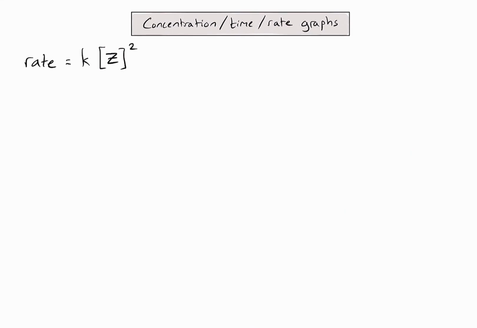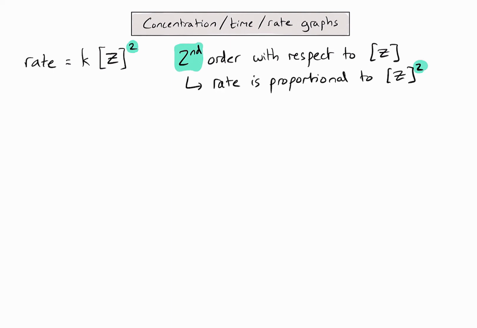In this rate expression, I can see that rate is proportional to the concentration of Z squared, meaning that the order of reaction with respect to the concentration of Z is 2. This means that when I change the concentration of Z, I see an even greater impact on the rate compared to a first order reactant. So, what might a time concentration graph look like in this case?